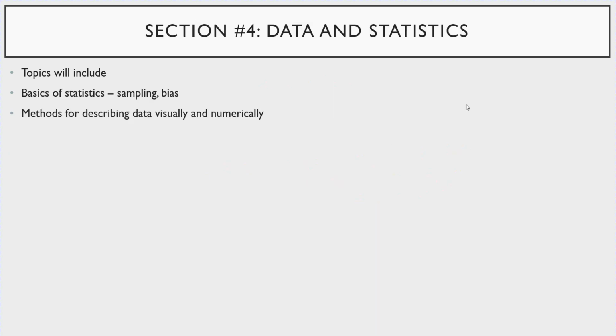Okay, next, we're going to talk about data and statistics. We're going to first start with the basics of statistics, and talk about sampling and bias. So this will be kind of like the terminology of statistics.